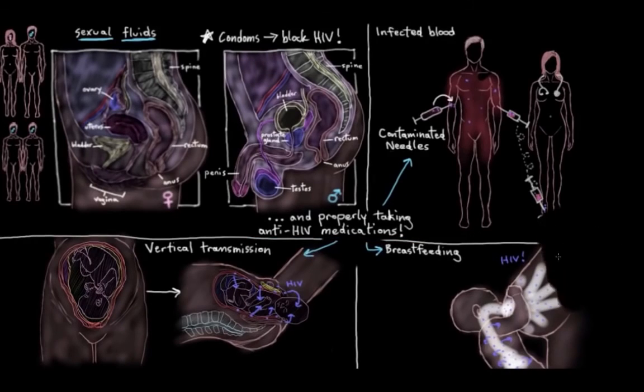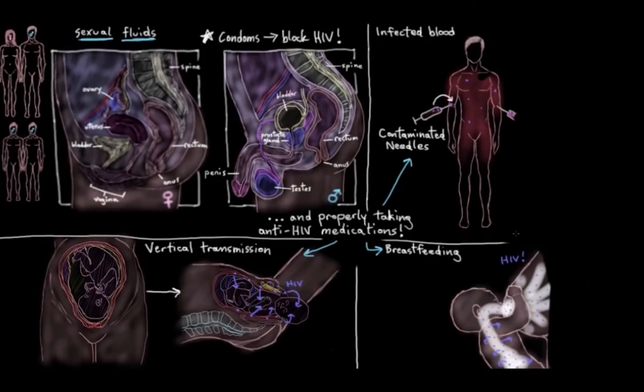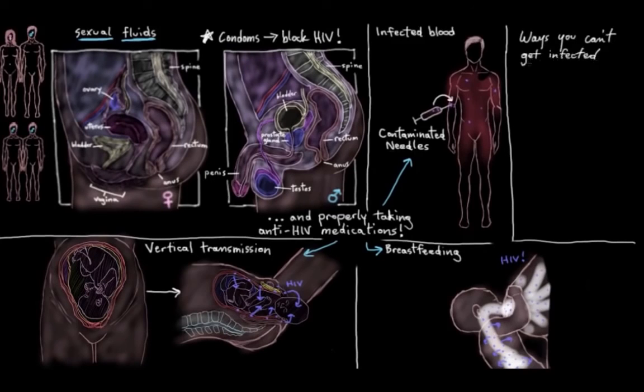The second thing is that these are all ways you can contract an HIV infection. But I think it's worth mentioning a few ways you can't contract an HIV infection that might not be well known, or there might be some myths around these. So unless any of these has been contaminated by infected blood, HIV is not transmitted by body fluids like saliva, or tears, or sweat, or urine, or feces.